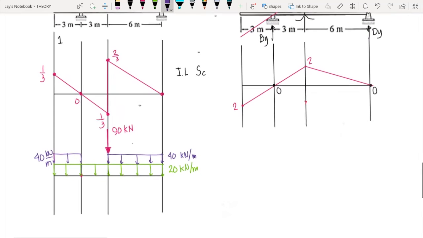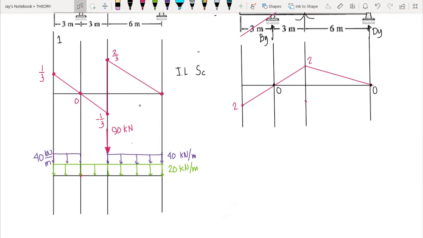So we compute the shear generated by each load. We have the maximum shear at C due to the concentrated load of 90. So we have 90 times the positive ordinate, which is 2/3. This would give us 60. So this is the maximum positive shear due to the 90 kilonewton concentrated live load.